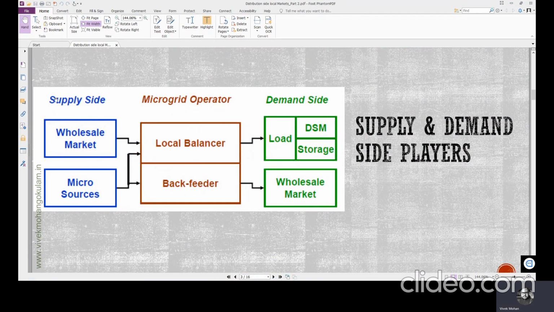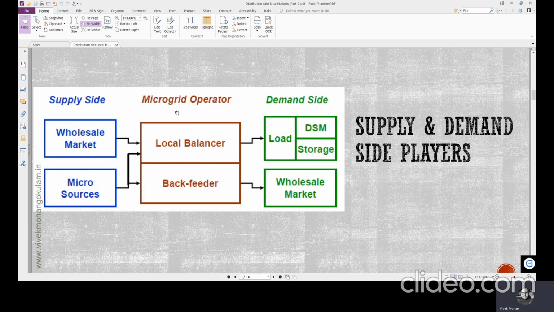So in the supply side, we have wholesale market and micro sources. That means if there is power deficiency inside the microgrid, it can be purchased from the wholesale market. So wholesale market acts as a supplier in that case, and micro sources, of course, are used for local generation demand balance inside the microgrid.